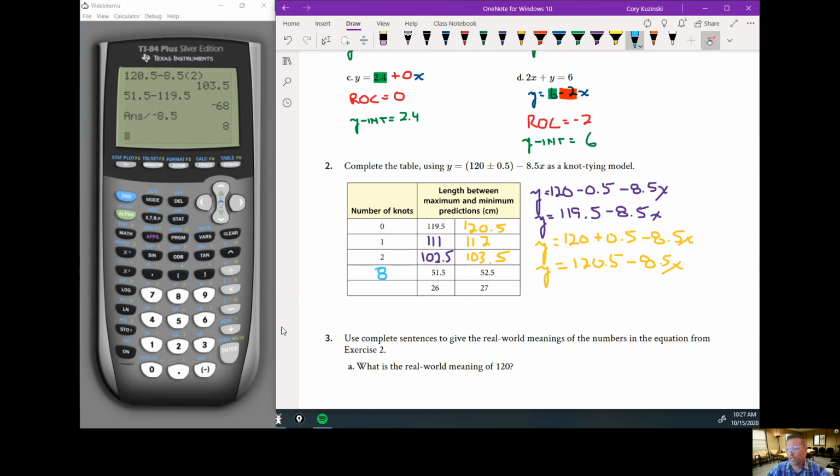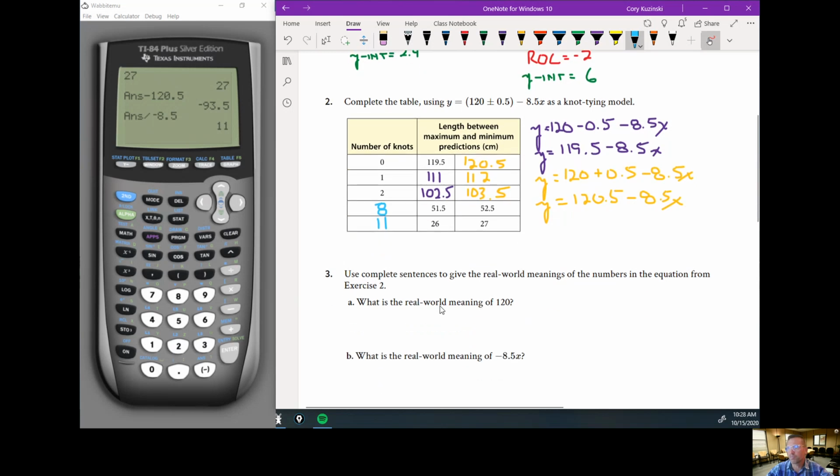Or we could use the other equation. So let's plug in 27, and then we'll subtract 120.5, and then we'll divide by negative 8.5. And that gives us 11. So for 8 knots, you can predict that the rope will be between these two lengths, and for 11 knots that it'll be between these two knots. All right, let's break this down.